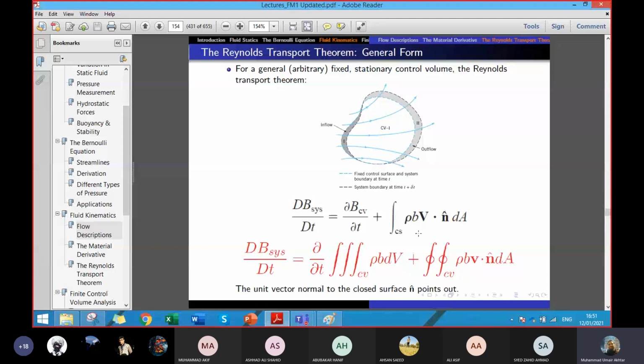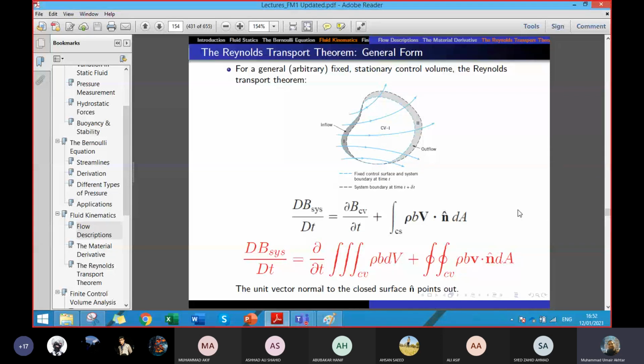For example, in order to explain, we take this B as the temperature of the system. The temperature of the system will only change when there is some hot fluid coming in and some cold fluid going out, right? These can be two possibilities: hot fluid coming into the system, or cold fluid going out. These two are the possibilities for changing the temperature of the system.